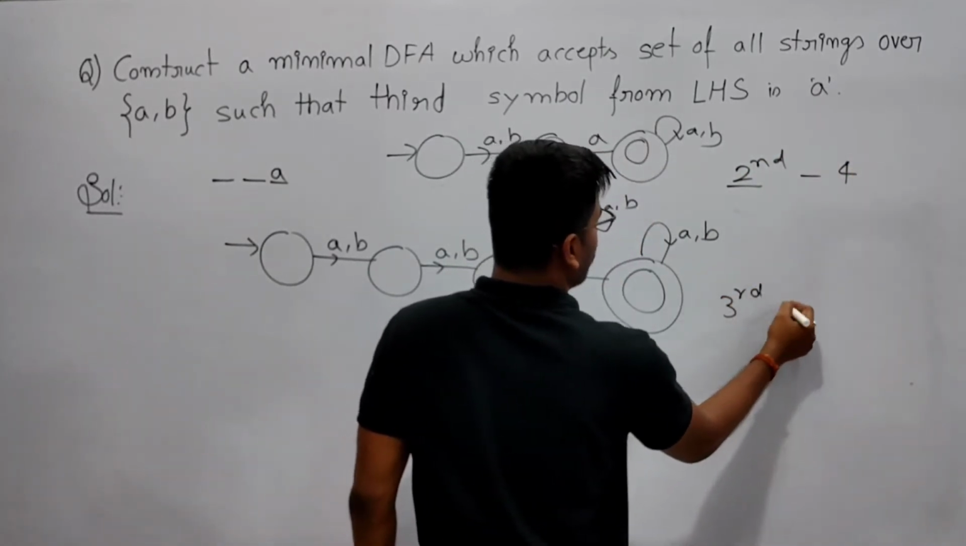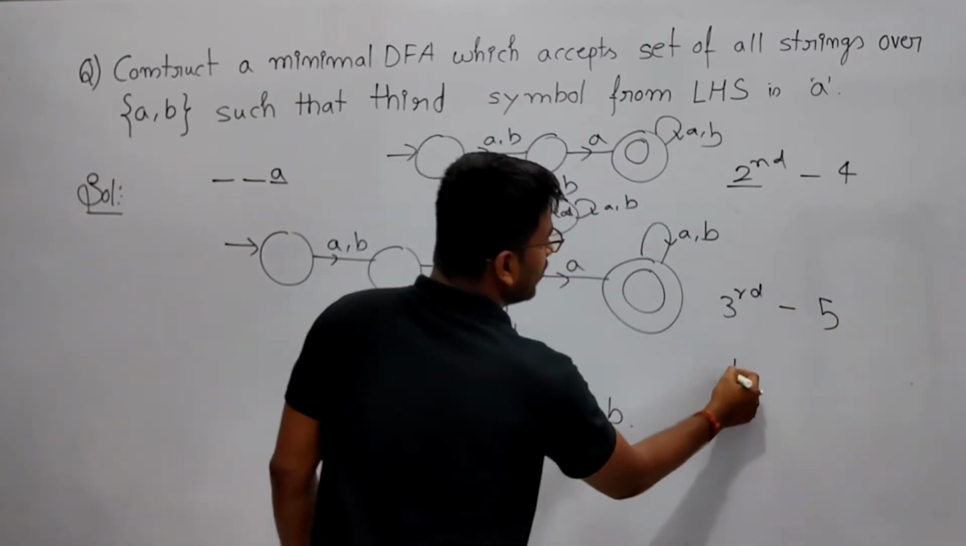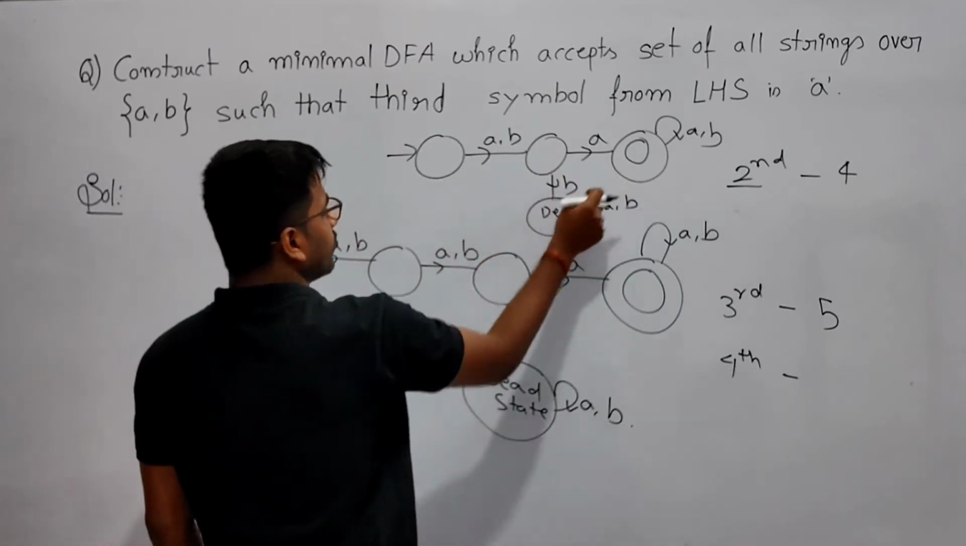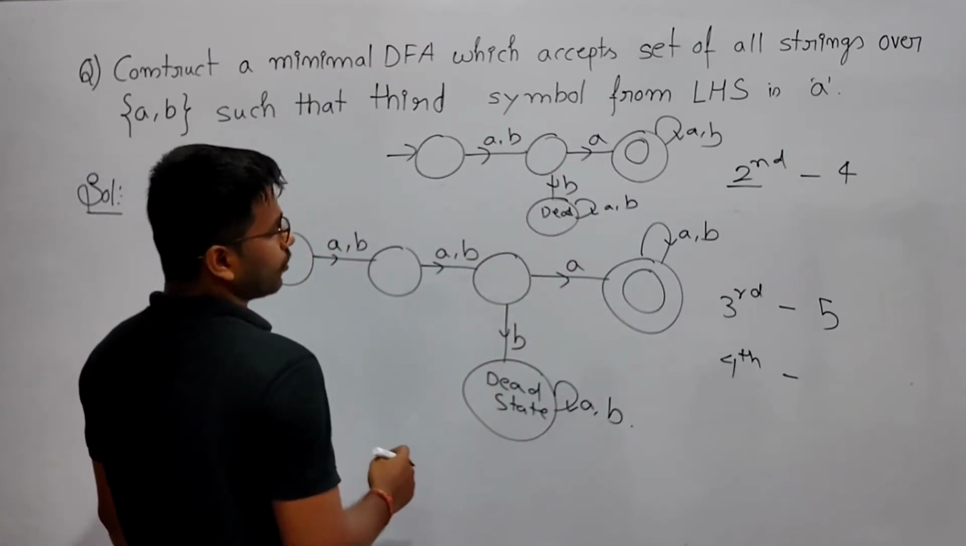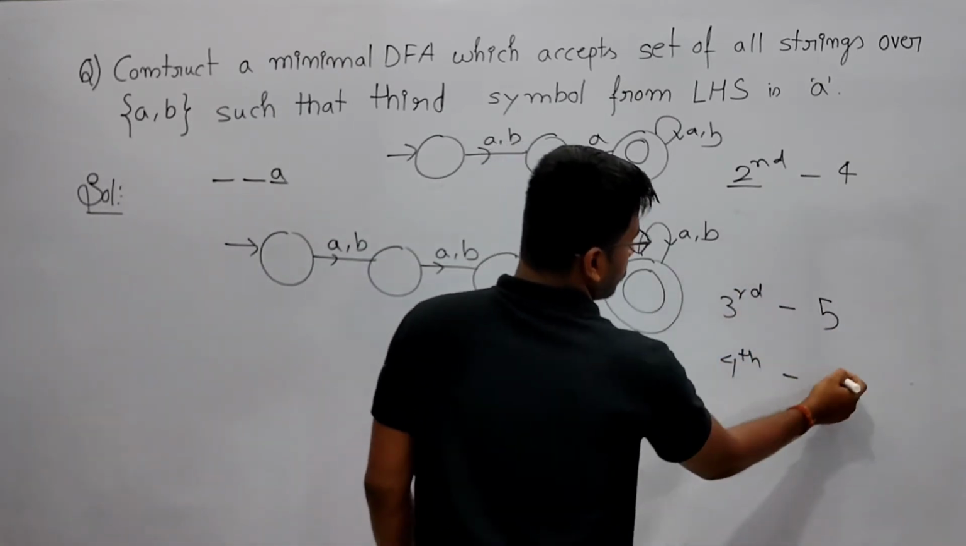Third symbol a, you are getting 5. So similarly, for the fourth symbol how many will you get? See here 1, 2, 3, 4, here 3, 4, 5. So you will get, see, plus 2, 6 states.